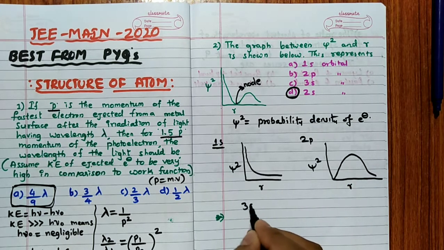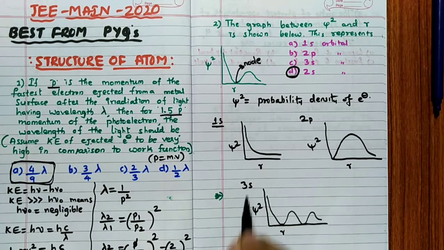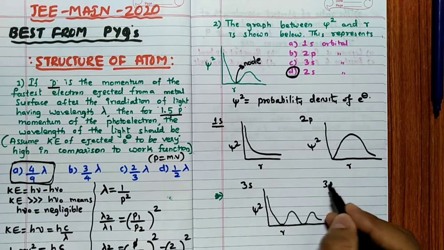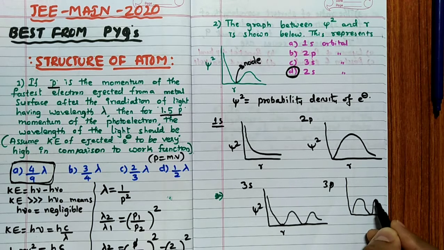In case of 3s, what will happen? For 3s, 2 nodes are obtained, psi square against r. So you are going to get 2 nodes like this, remember. First it will touch, then increase, then touch once again, then increase, then decrease. So this is 2 nodes, here 1 node and here 1 node, that is 3s. Similarly, if they give 3p, the graph is like this: first it will touch here, then increase, then decrease. So 2 nodes, this is 1 node and this is 1 node.